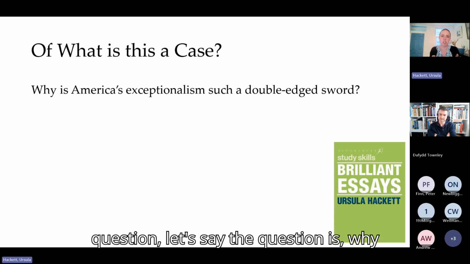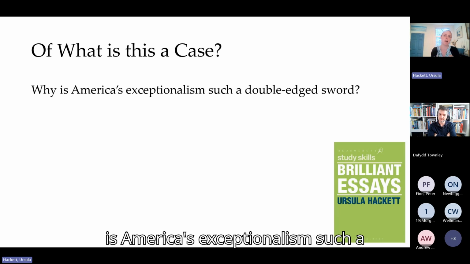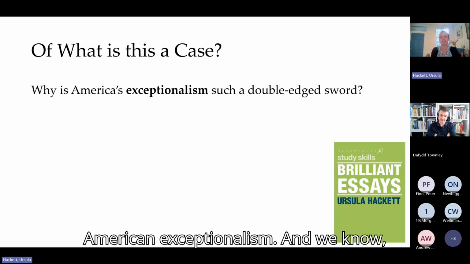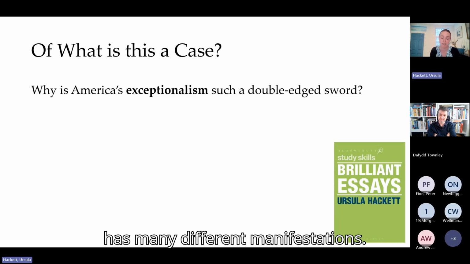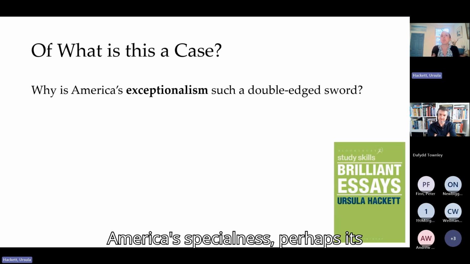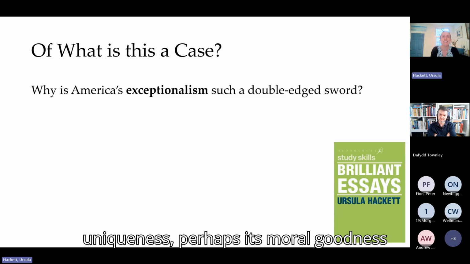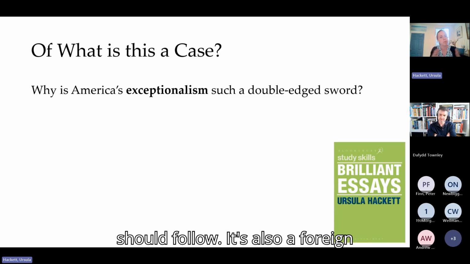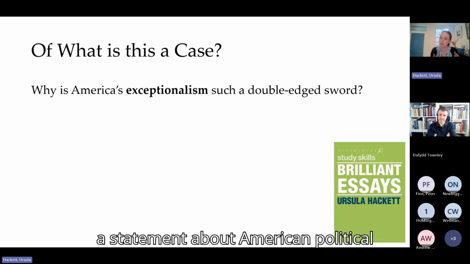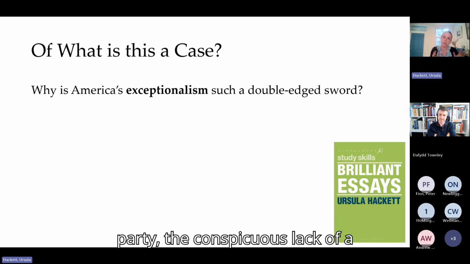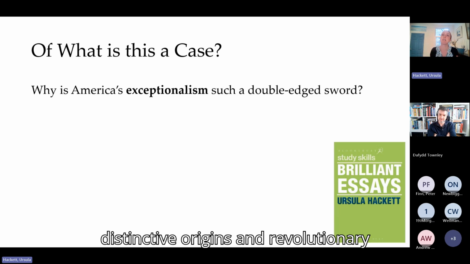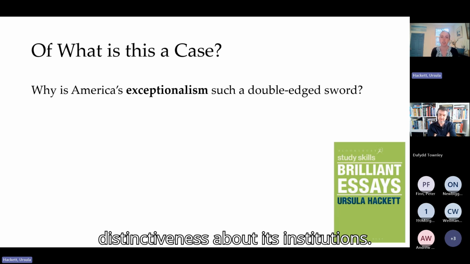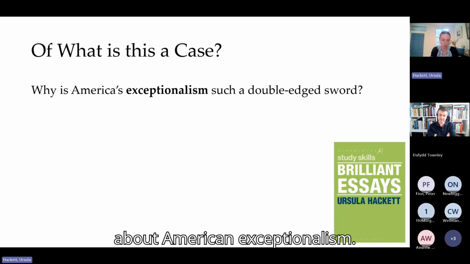So once you've defined the terms of the question, let's say the question is, why is America's exceptionalism such a double-edged sword? Clearly, you're going to be thinking about this idea of American exceptionalism. And we know, those of us who study American politics, that American exceptionalism has many different manifestations. So it is a statement about America's specialness, perhaps its uniqueness, perhaps its moral goodness, as an exemplar that other countries should follow. It's also a foreign policy doctrine. It's also a statement about American political development and the conspicuous lack of a large socialist party. It's also a sense about the American project having distinctive origins and revolutionary origins, or something to do with the distinctiveness of its institutions. So there are many, many different claims about American exceptionalism.